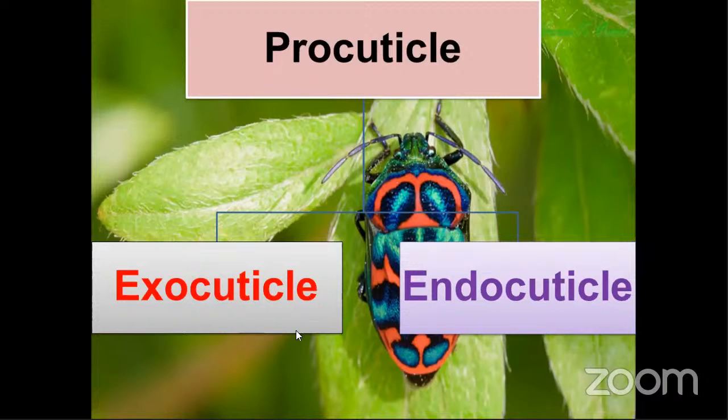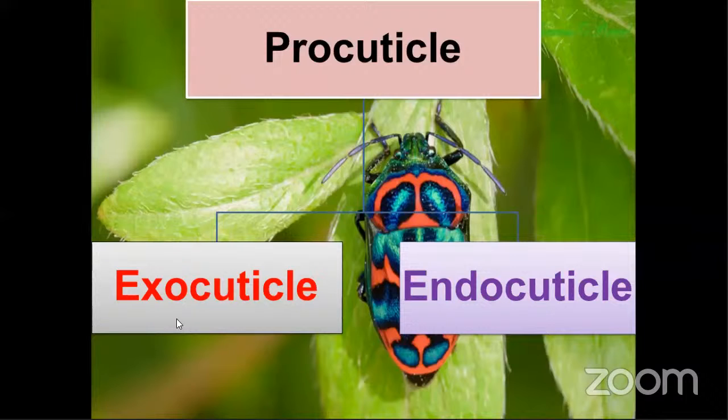The exocuticle is darkly pigmented, darker in color because it contains more melanin. It is also hard and sclerotized. But the endocuticle is softly pigmented, soft in color and non-sclerotized. The exocuticle gives rigidity to the cuticle, and it consists mainly of chitin, and one protein is there, that is sclerotin.